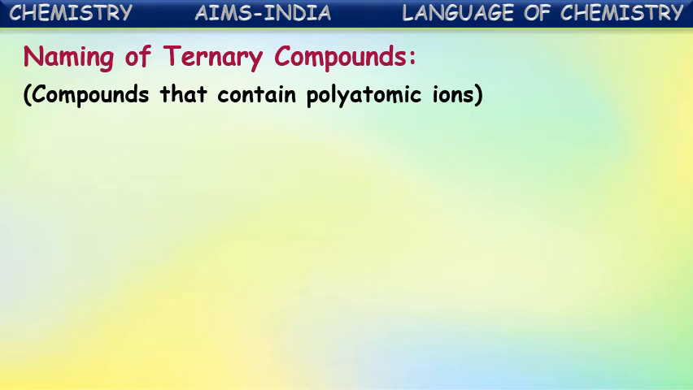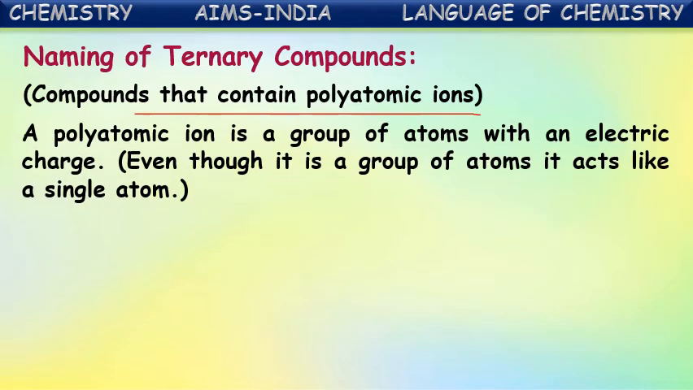Now naming of ternary compounds means compounds that contain polyatomic ions, meaning more than 2 ions are present. See, a polyatomic ion is a group of atoms with an electric charge, meaning it will have some positive charge or it will have some negative charge. Even though it is a group of atoms, it acts like a single atom.